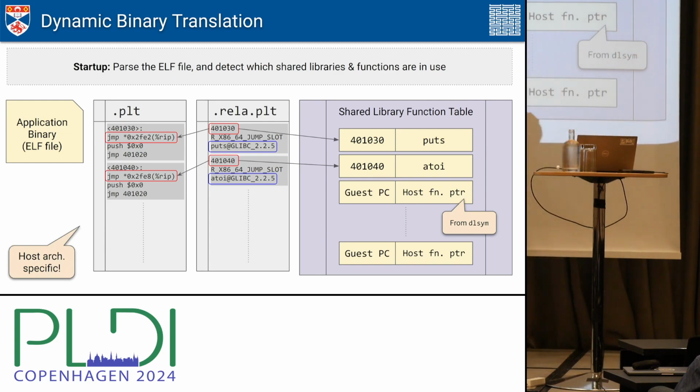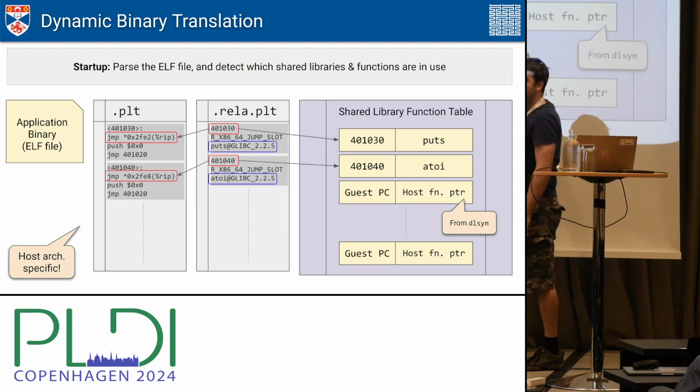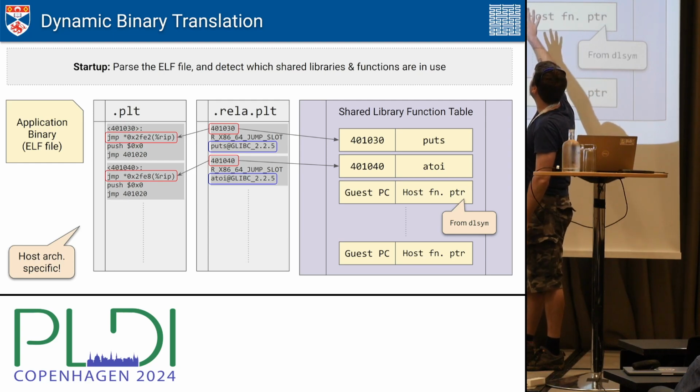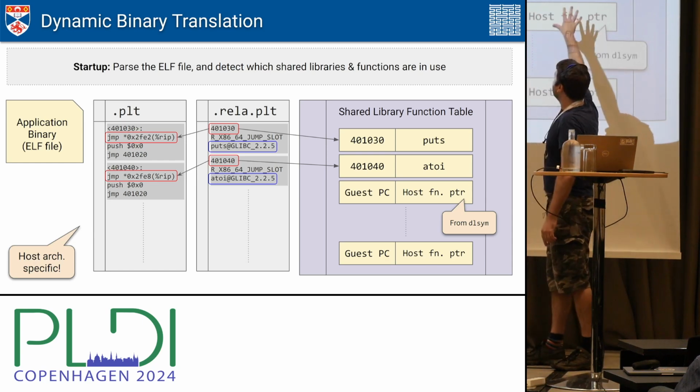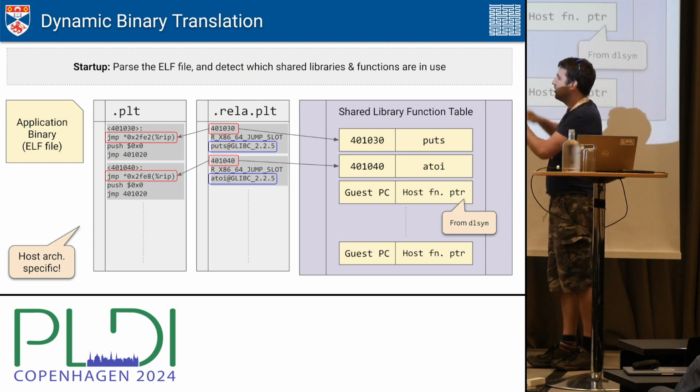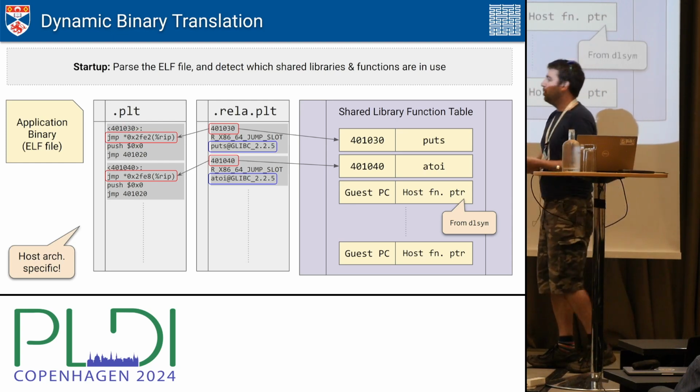We have to parse the ELF file. We have to look at all the PLT entries. We have to look at the relocation entries. We have to connect them together. We have to figure out what shared library we have. And then we just create this mapping of shared library functions from their guest PC address to the corresponding host function pointer address. Not too interesting what goes on here. See the paper for more details.